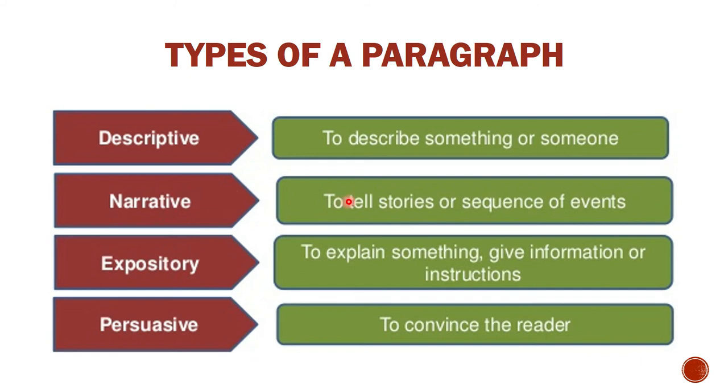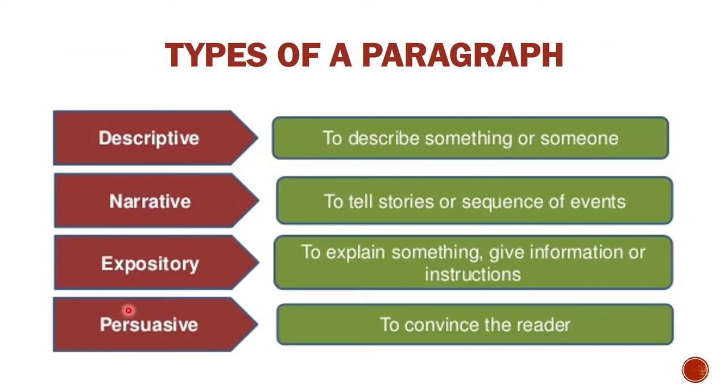Narrative pertains to a story. So there are some paragraphs in which you tell some kind of account or some incident that has happened. When you do this, it means that the paragraph is narrative. Then expository. Expose means to show. Expository is that paragraph which shows or explains something or gives information or instructions. Mostly in your papers, especially the science students, they mostly write expository paragraphs.